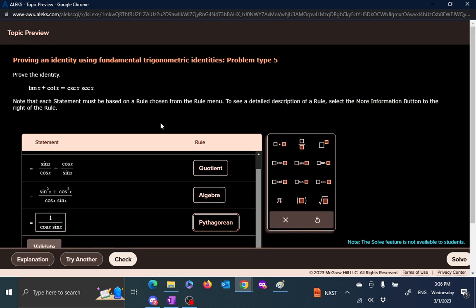Next, where do I want to go? I want to go toward cosecant secant. So I see that 1 over cosine is of course secant, and 1 over sine is the cosecant. It's in reverse order, but that doesn't matter.